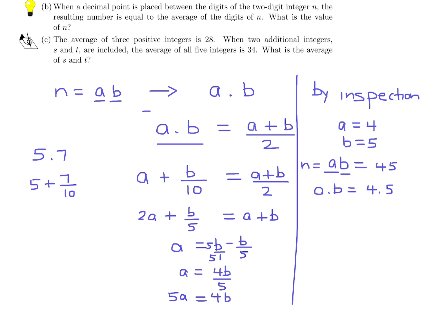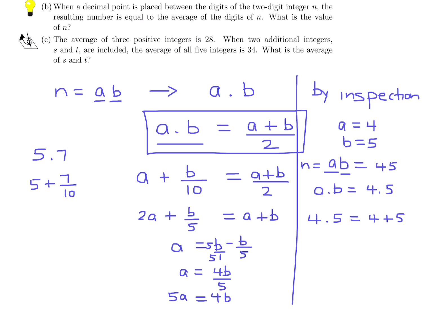And we have to see if this is indeed true. All right, well, 4.5, is it equal to (A plus B) over 2? Well, A is 4, B is 5, divided by 2. That looks like 9 divided by 2, which is indeed 4.5. So there you go. This was just a verification. This is basically the solution. And in the end, they just want you to figure out n. Well, we did that already. n is AB, and A is 4, and B is 5. So the number n is 45.